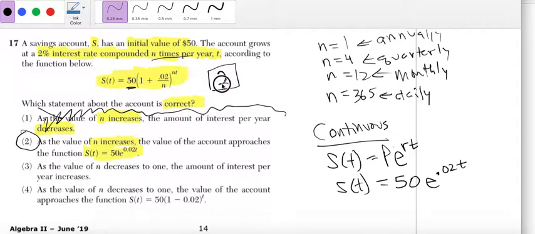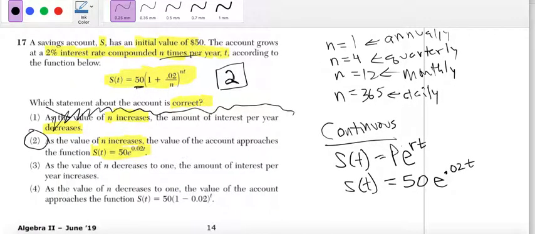All right, you just have to be a little careful with this and know the difference between effective rate and nominal rate, which is just the rate that they advertise, right? Because the effective rate is not the same, meaning that the actual interest rate is not 2% per year when it's compounded quarterly, monthly, or daily, okay?